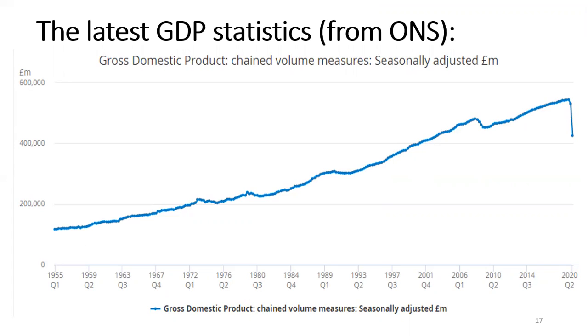We can look at over quite a long time here. This is the UK's GDP statistic. So this is UK GDP per quarter from 1955 up until 2020 quarter two. A quarter just splits the year into 3 months. So quarter one is January, February, March. Quarter two is April, May, June, and so on.